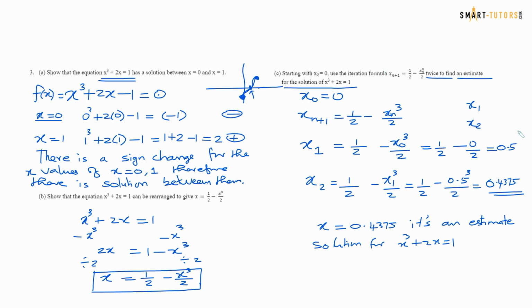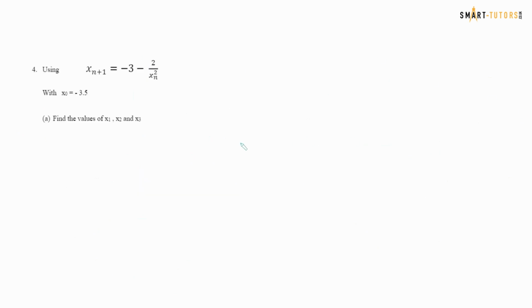Question number 4. Using x n plus 1 equals minus 3 minus 2 over x n squared, everything is given. They are asking for the values x1, x2, x3. Let's start with this one. x1 we already know: minus 3 minus 2 over x0 squared, which is minus 3 minus 2 over minus 3.5. Put them into brackets because it's a negative value.